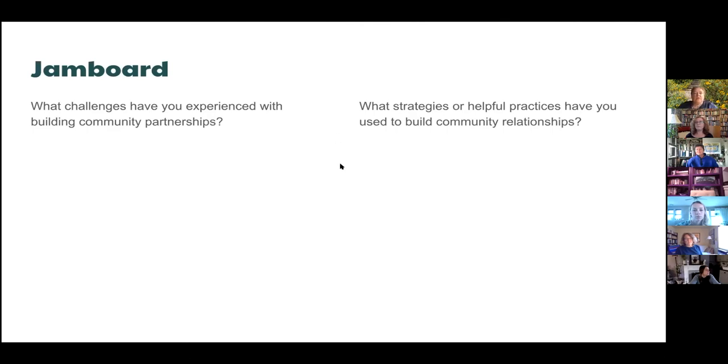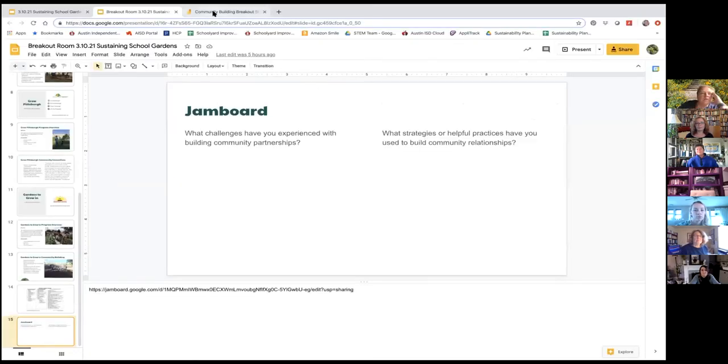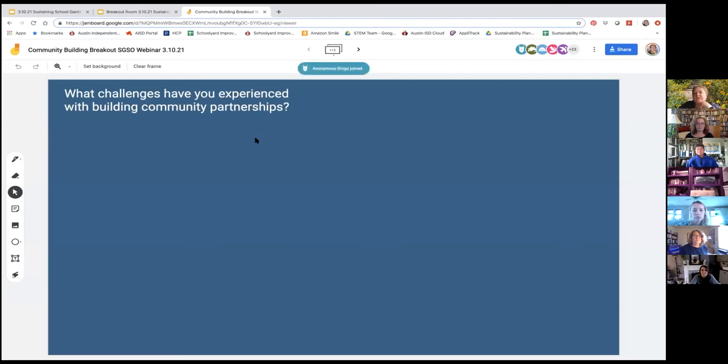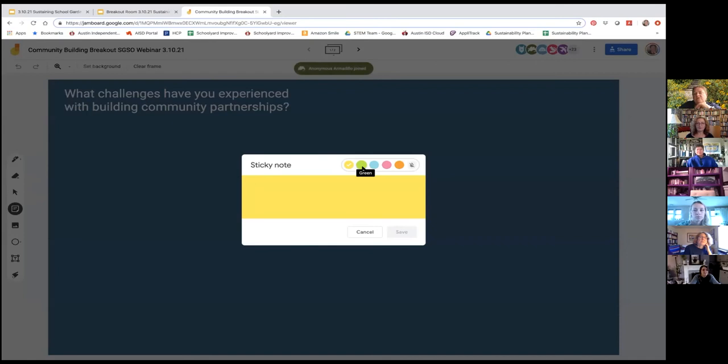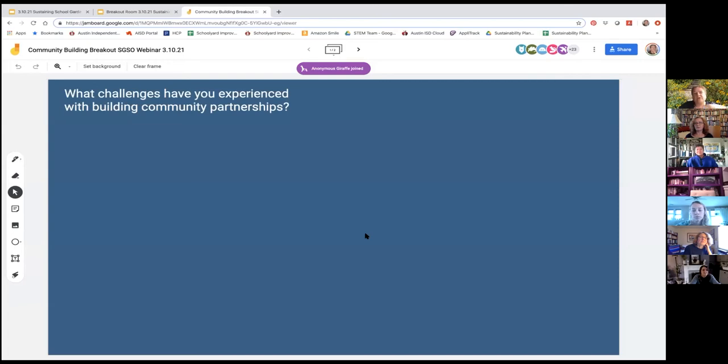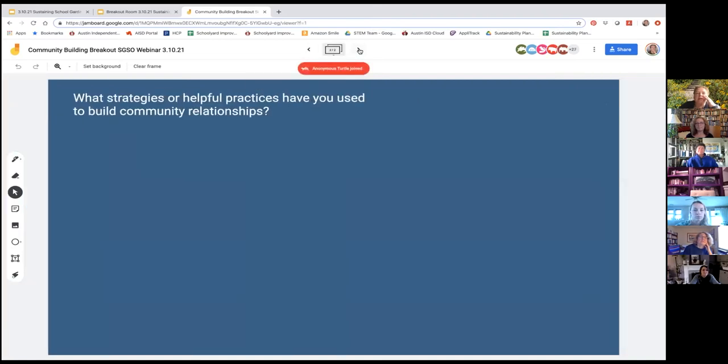And we've got 2 questions on the Jamboard. If you haven't used a Jamboard before, on the left-hand side right here, the 4th icon down is a sticky note. You can click on that sticky note, choose your color, and then drop in your response. So the first question here is, what challenges have you experienced with building community partnerships? Francesca's got several going on. We all are experiencing the COVID challenge. And at the top, you can scroll to the second page, which says, which strategies or helpful practices have you used to build community relationships?